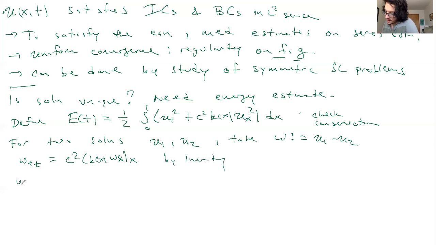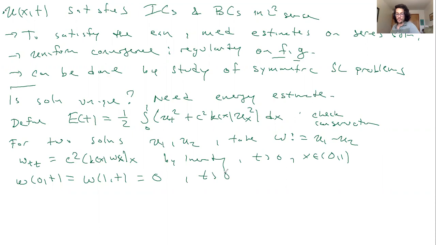We also have that W of 0,t is equal to W of 1,t, again by linearity, equal to 0. This is for t greater than 0, x from 0 to 1. And we also have that W of x,0 is equivalent to W_t of x,0 is equivalent to 0 for x on 0 to 1. All right.